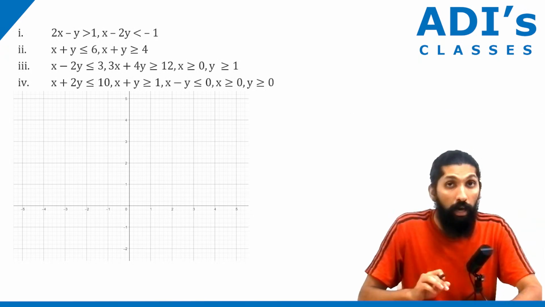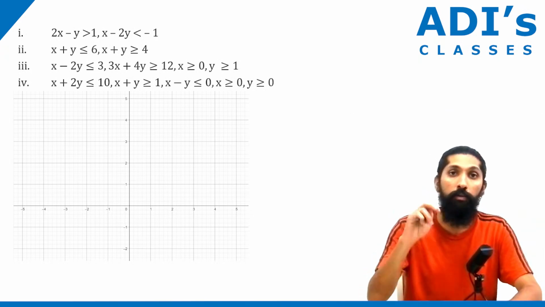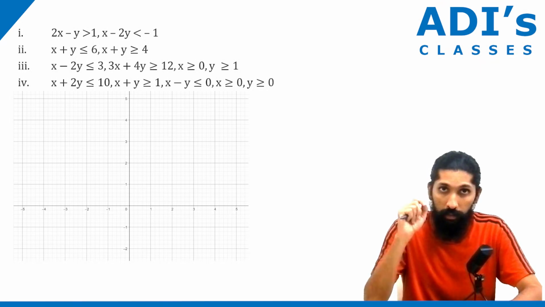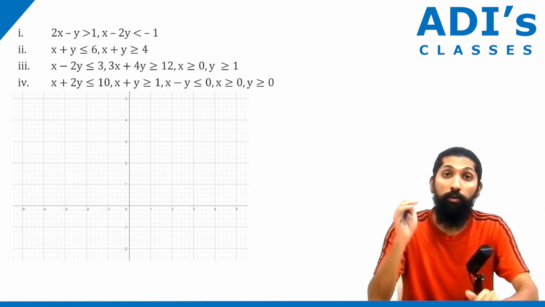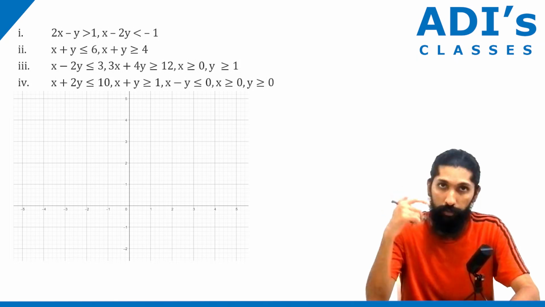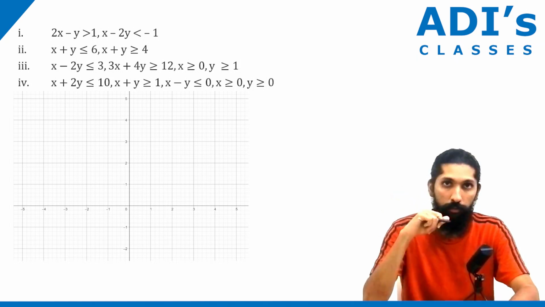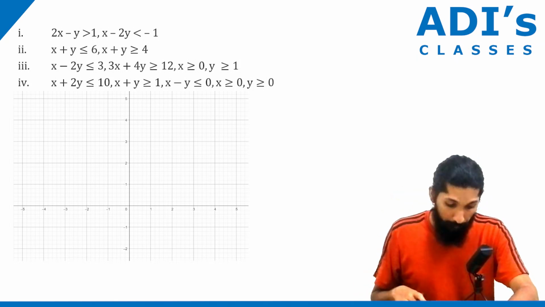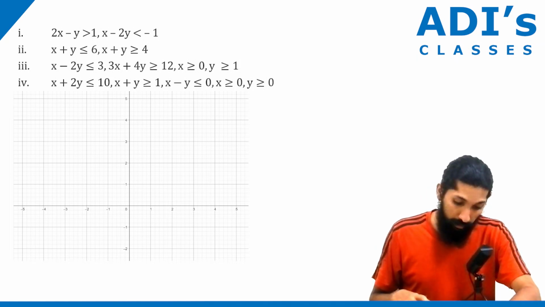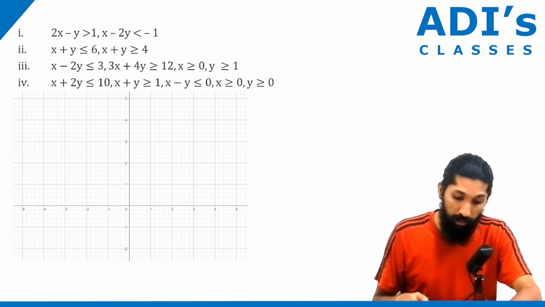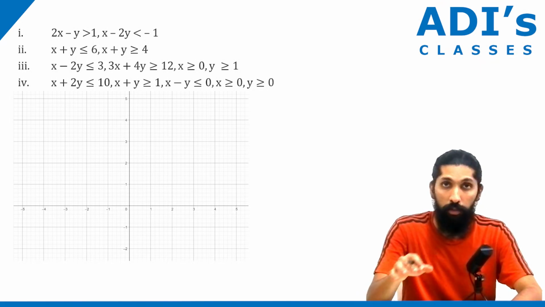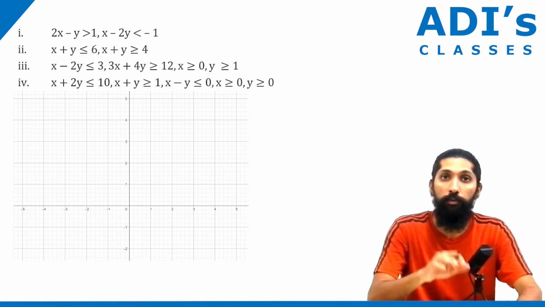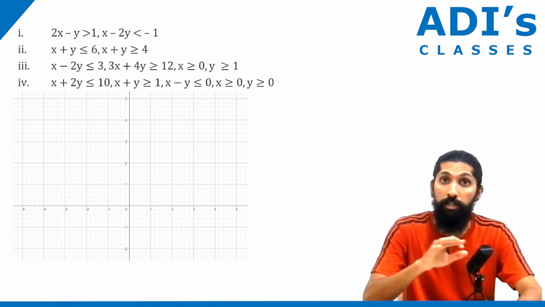Let's start with the last type of problems where we are going to solve two types of linear inequalities. Basically you'll have two linear inequalities and you're going to find the region which is common for them based on the given condition, of course. See the question: 2x minus y greater than 1, x minus 2y less than minus 1. So first and foremost, you have to calculate what is the region for it.